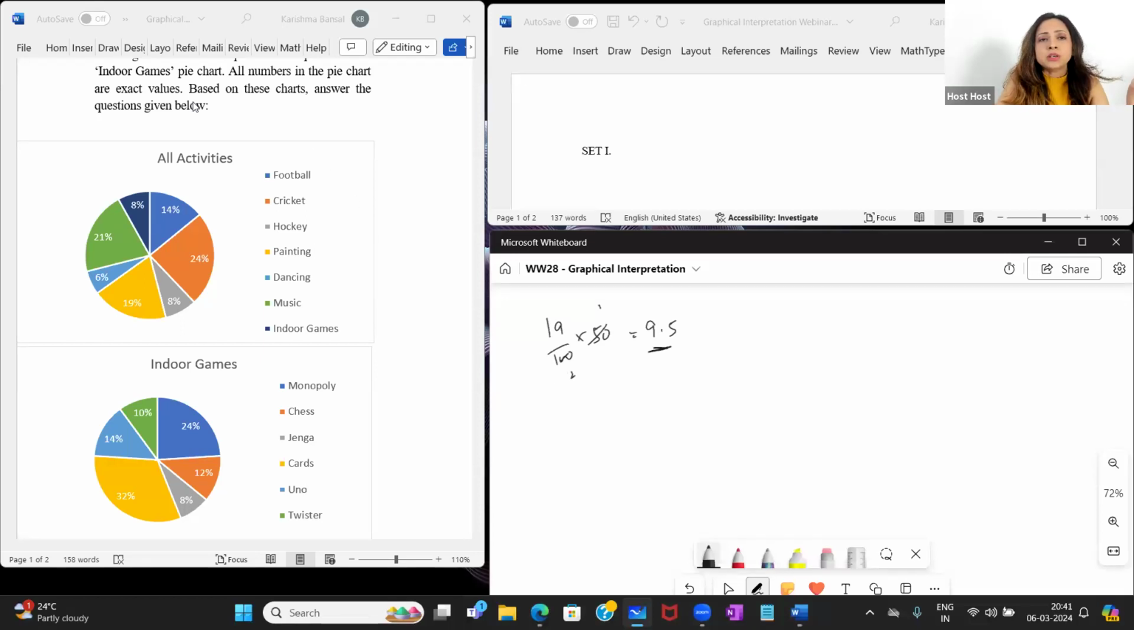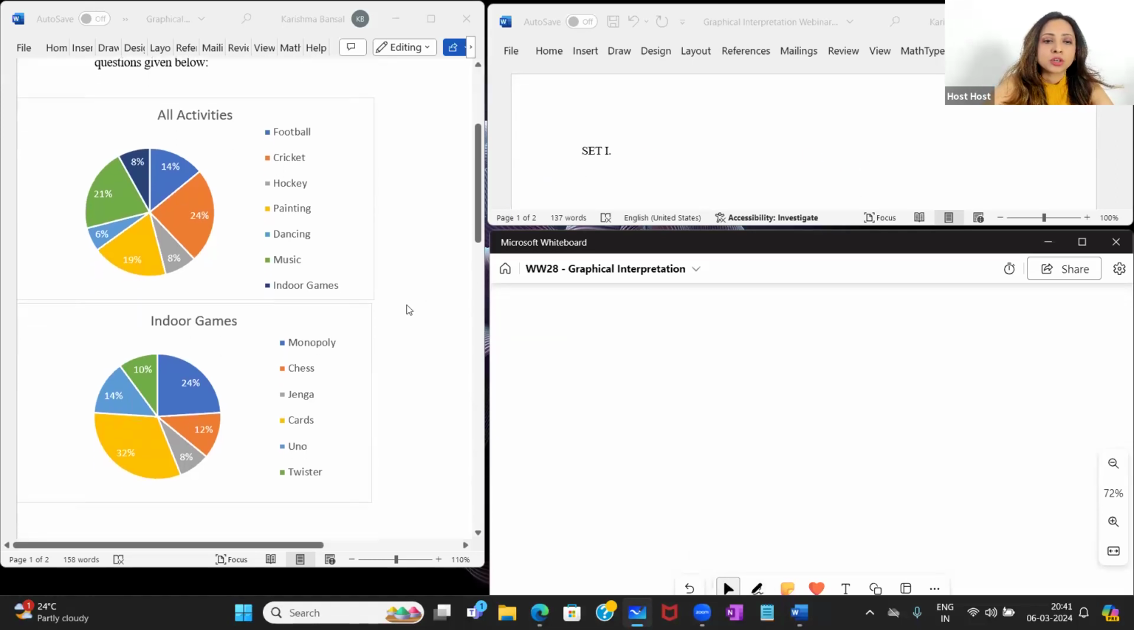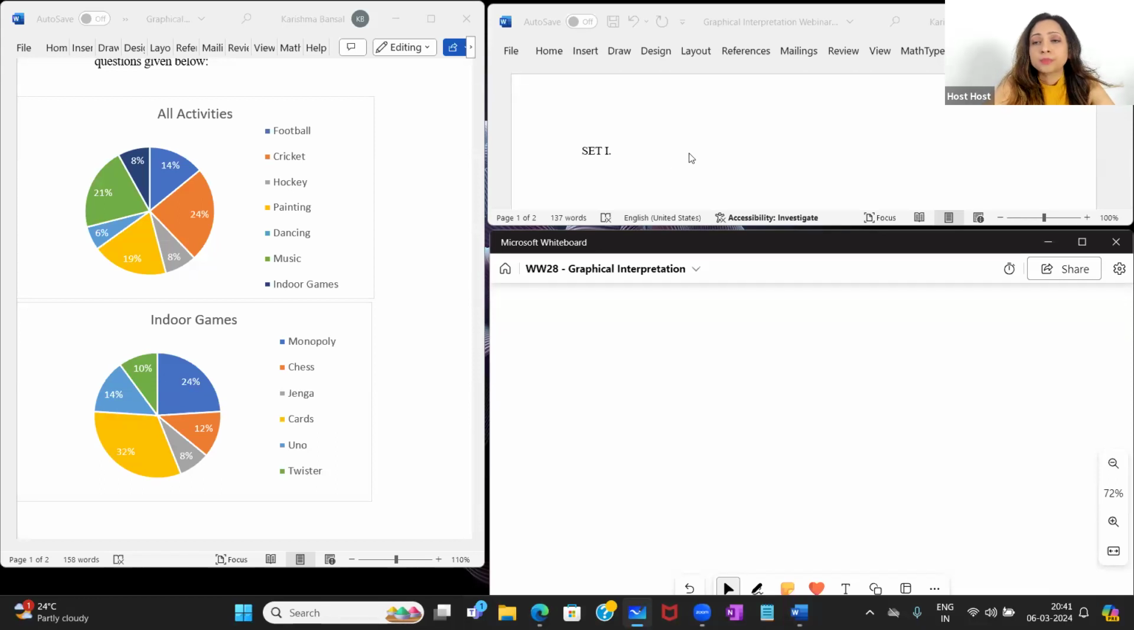Okay, based on these charts, answer the questions given below. All right, so now let me just first get rid of this. I hope you've understood what the chart gives us. Here are the two pie charts. One is all activities, the other is the indoor games, which actually represents this particular 8%. Now let me share a question with you. You take a couple of minutes and then we solve it together.